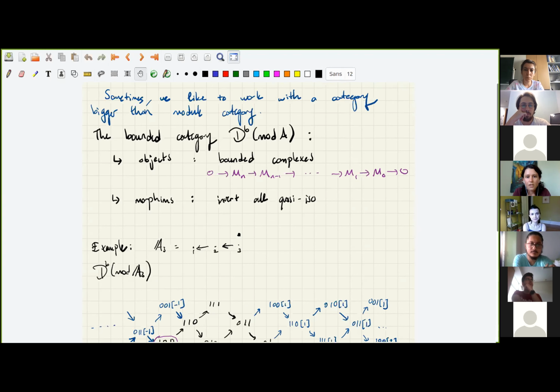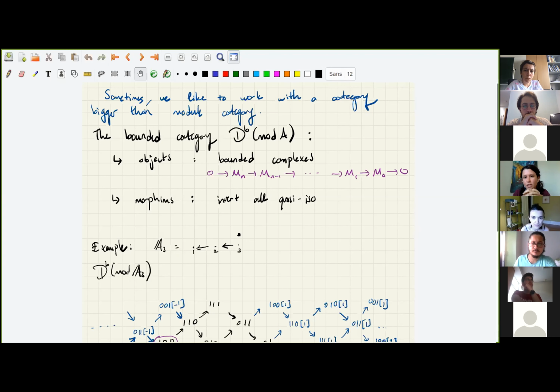Okay, yeah. So this is the module category. The module category of an algebra can be understood using the category of quiver representations. Sometimes we like to work with a category bigger than the module category. So now I will introduce the bounded derived category of a module category. This is a bigger category.